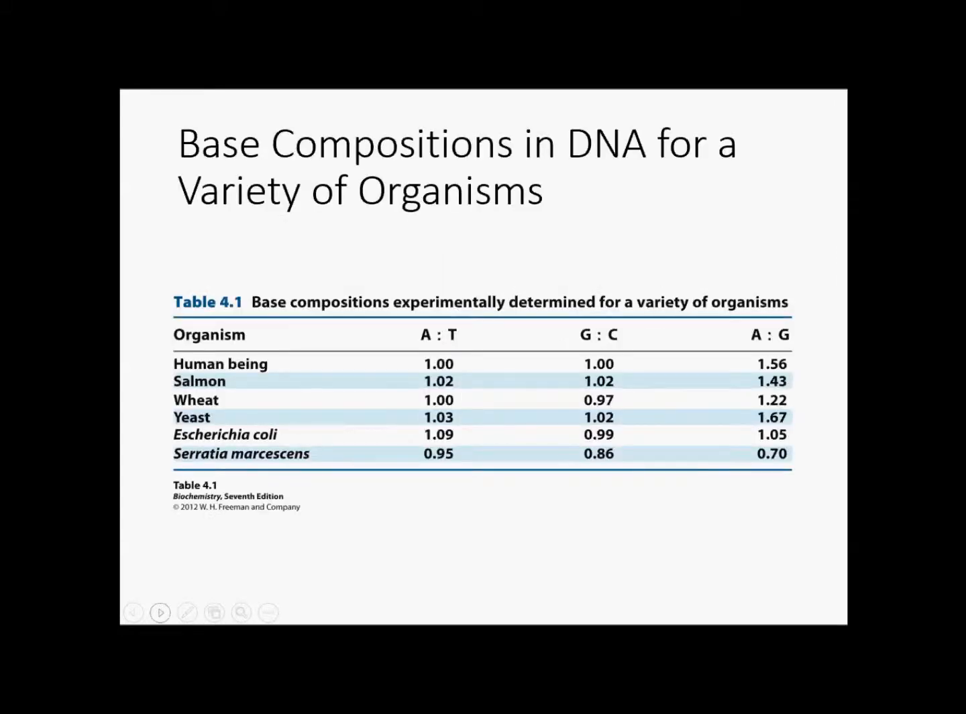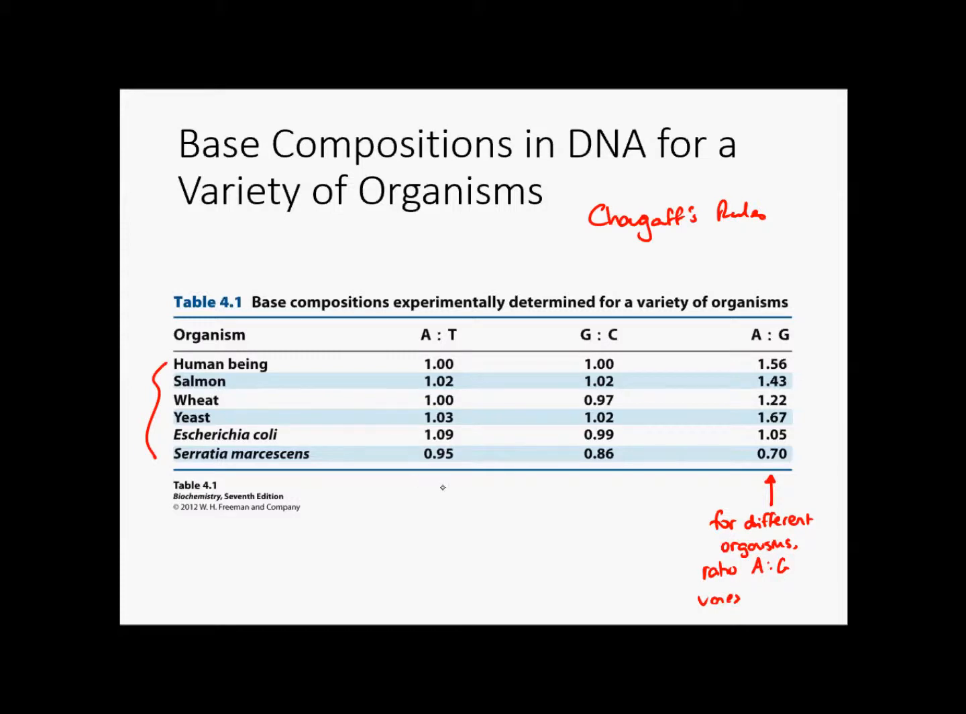So, to understand how this is developed, we first look at some experimental data on the base composition of DNA for a variety of different organisms. So here are different organisms. And this is something that leads to what's known as Chargaff's rules, after the name of the first person who did this. If you look at this, you'll see that the ratio between adenine and guanine varies for different organisms.